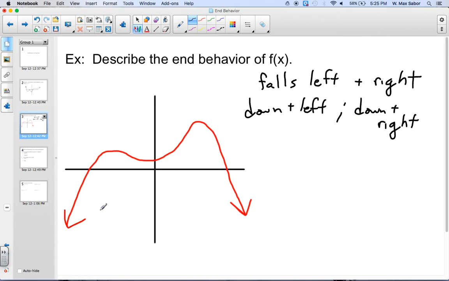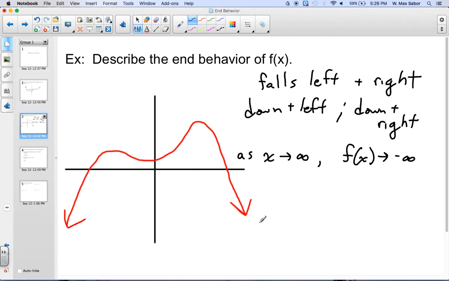And this is referring to the fact that if we continue this pattern, the y-coordinate gets smaller as the x-coordinate gets closer to negative infinity, and the y-coordinate also gets smaller as the x-coordinate gets to positive infinity. So we sometimes write that out with arrow notation. As x goes to infinity, then we say f of x goes to negative infinity.